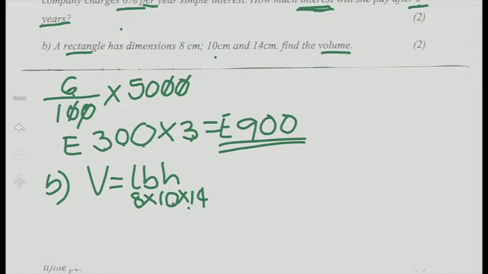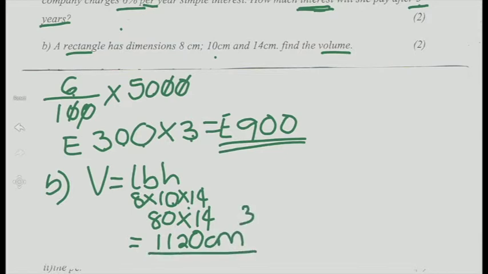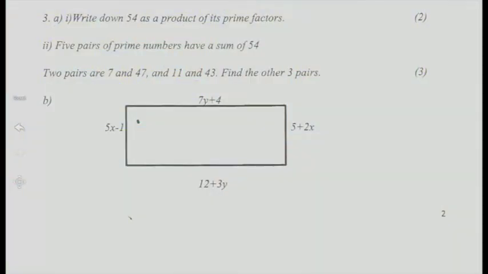8 times 10 will give us 80. So it's 80 times the 14. 80 times 14 will give us 1,120 cubic centimeters. For number 3, the question says, write 54 as a product of its prime factors.